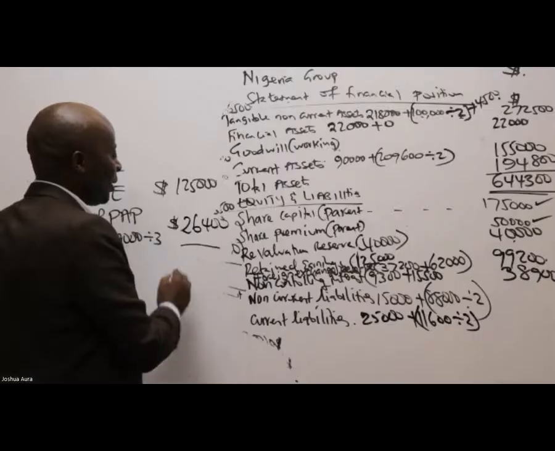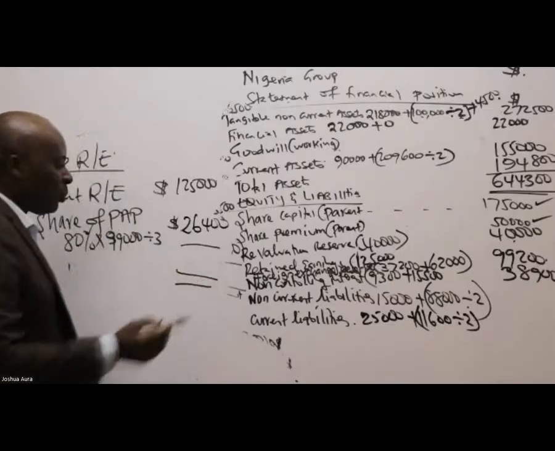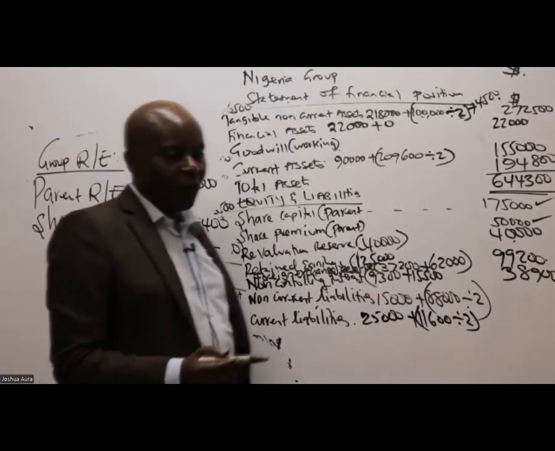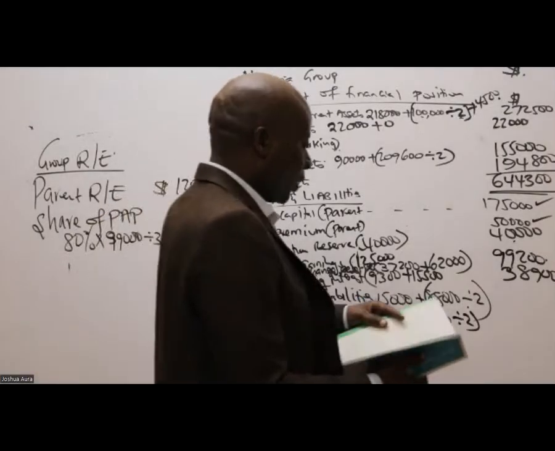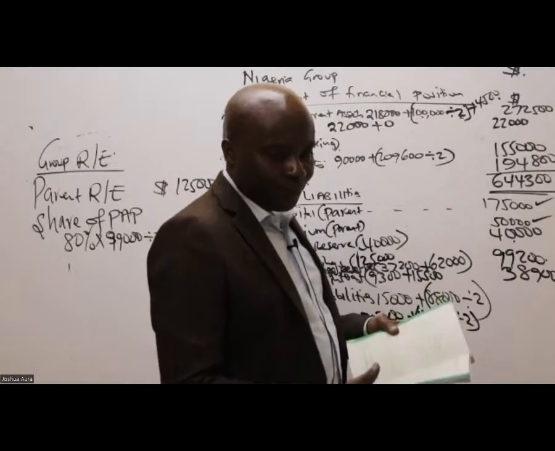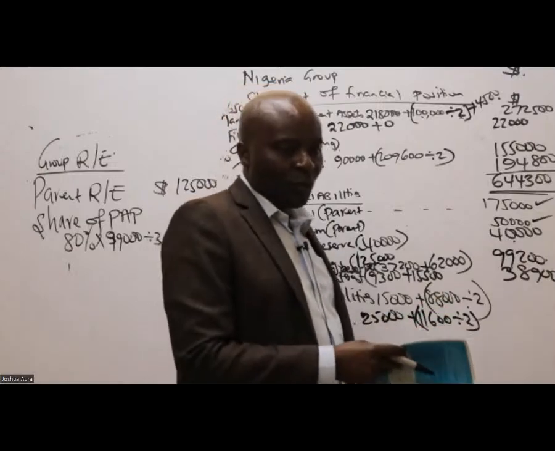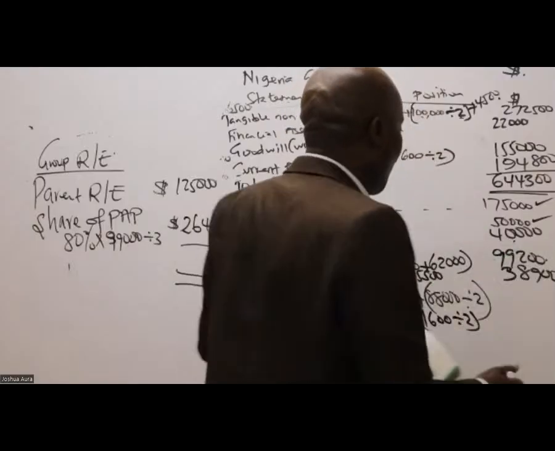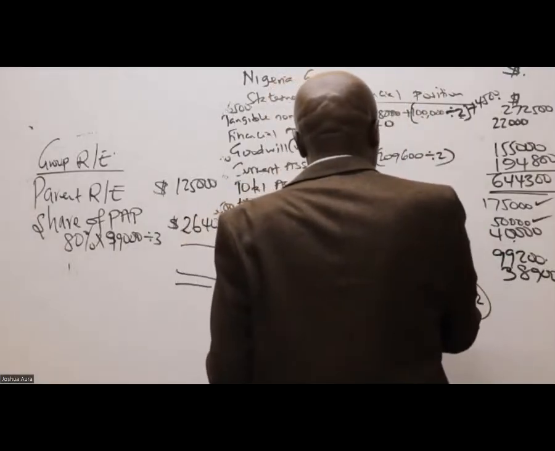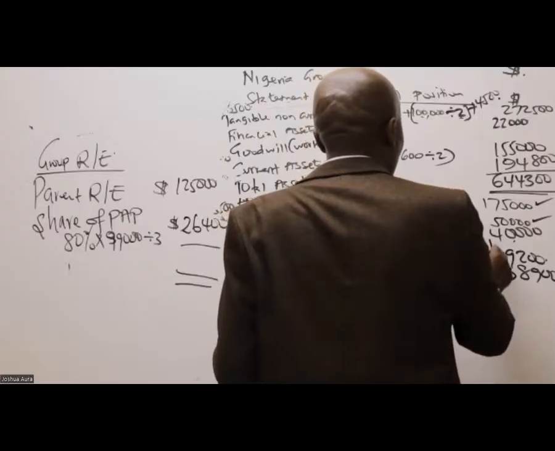So please add here, give me the group retained earnings. If you add the two, what is the figure that we have for the group retained earnings? The figure that we have for the group retained earnings inakuja 151,400. So now here we have 151,400. Please try to squeeze it somewhere there.